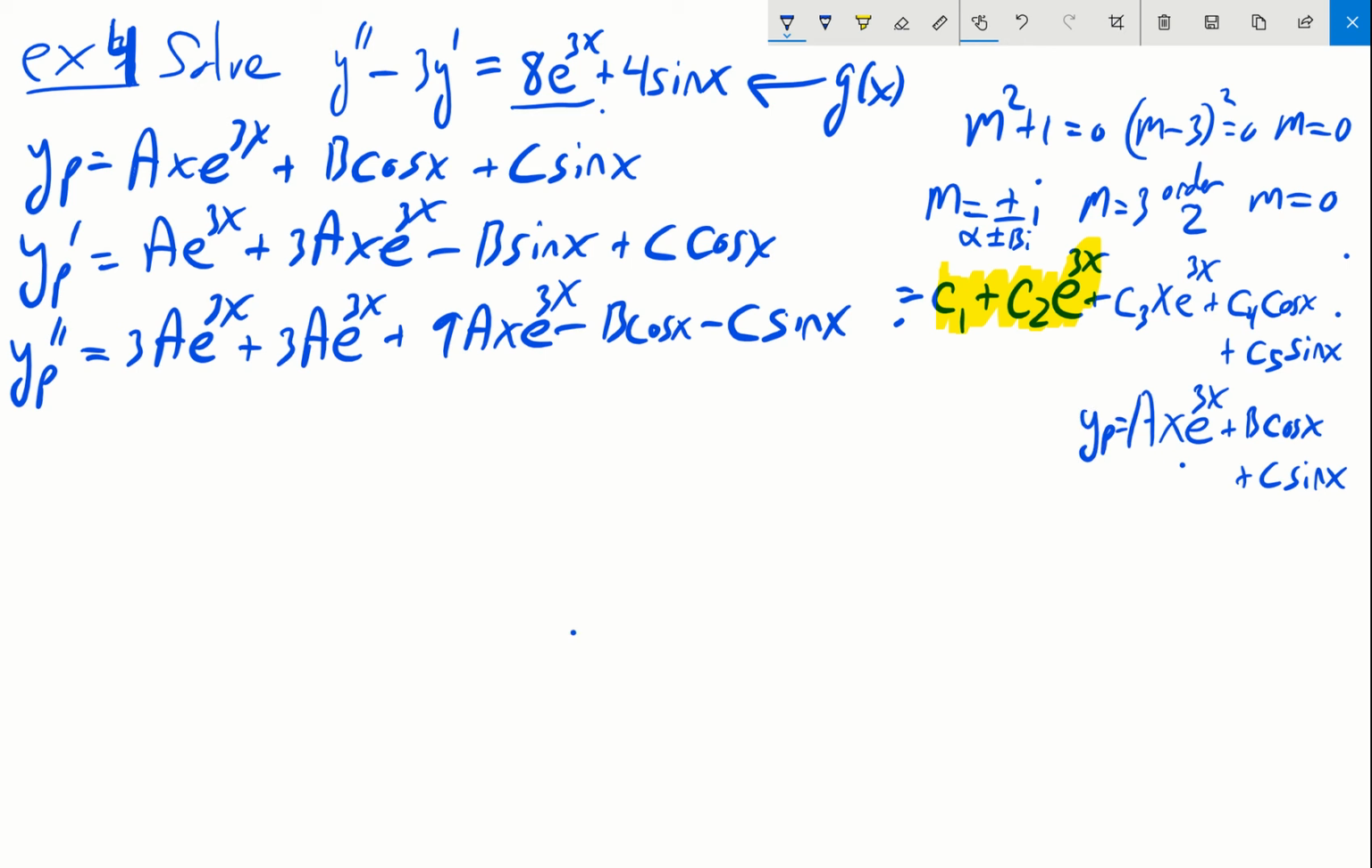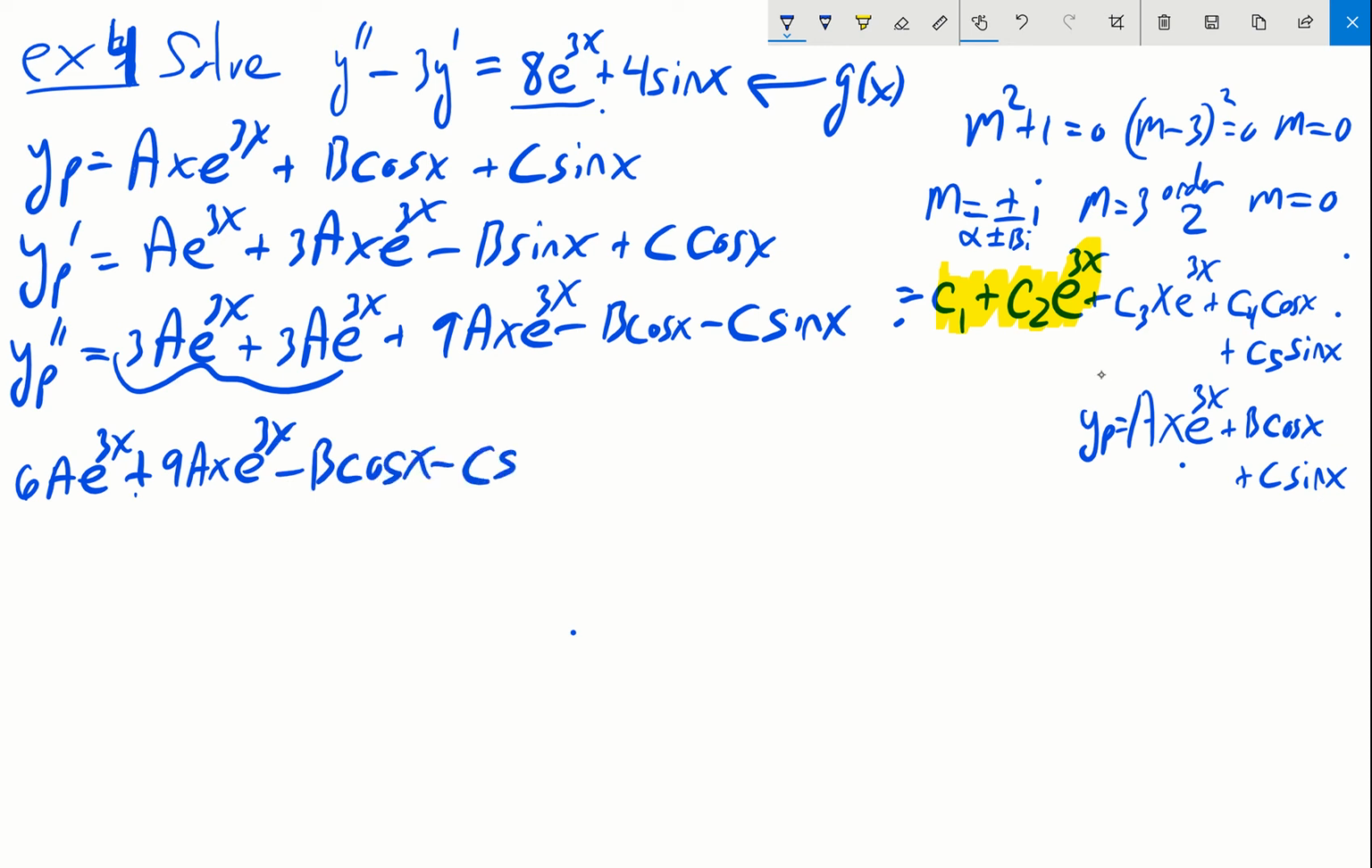So it's y double prime. So I'll recopy y double prime. We have 3A. Actually, I can combine some like terms, by the way. These will combine. So we're going to have a 6A e to the 3x plus 9Ax e to the 3x minus B cosine x minus C sine x.